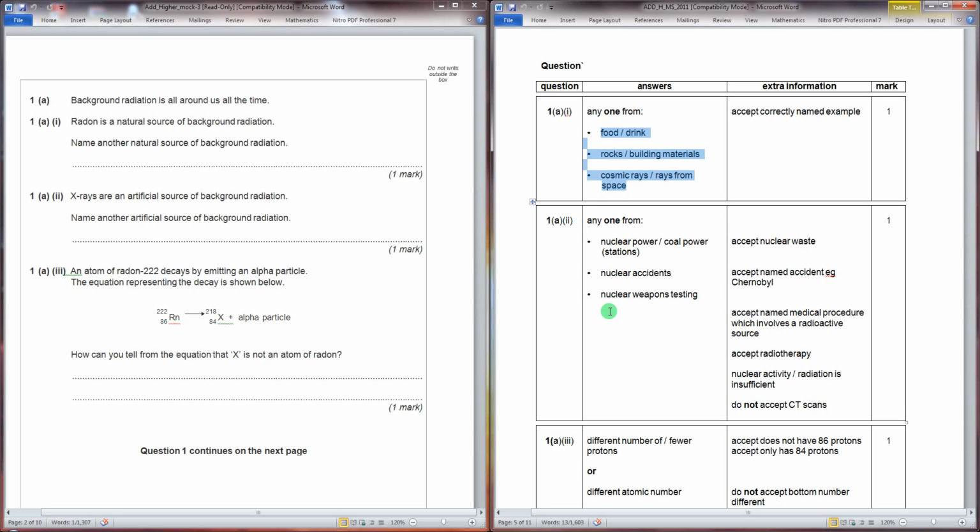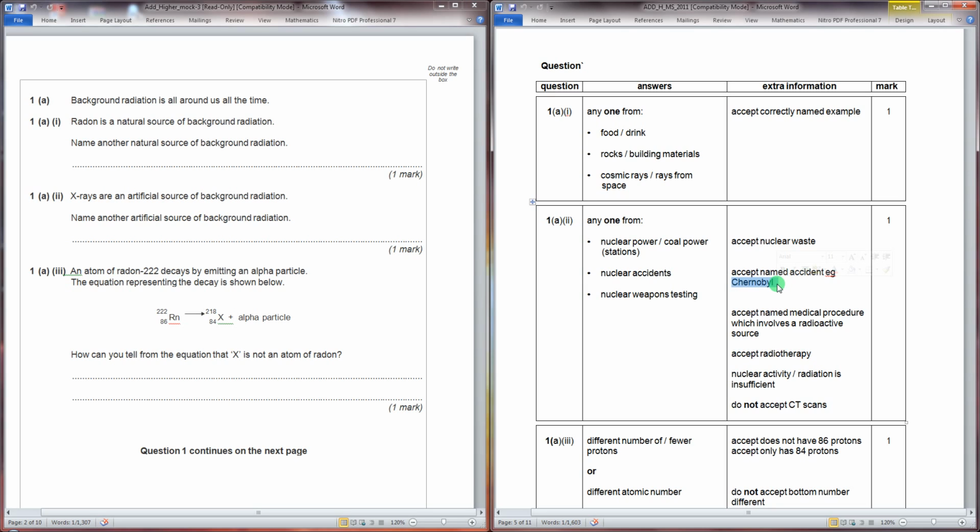There are fewer to choose from to start with, but basically anything to do with the nuclear industry. Nuclear power, nuclear accidents, nuclear weapons testing. It doesn't allow just nuclear activity. You have to be specific and mention one of those three things. You're allowed to mention a specific accident that happened. The Chernobyl disaster is the one that everyone's heard of.